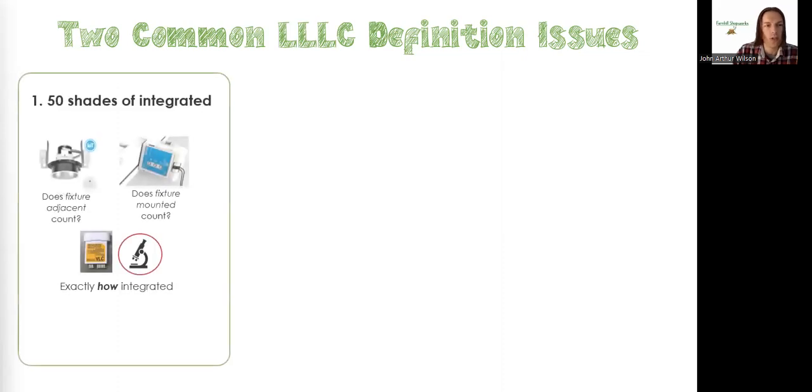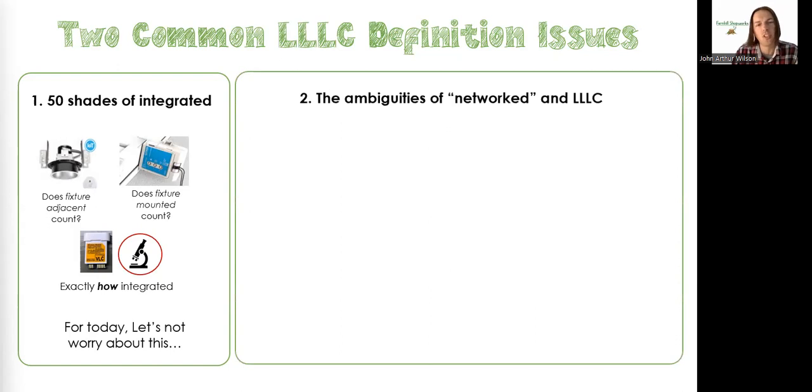So that first one I mentioned, how integrated, I'm going to pass over. I don't want to make it the focus for this conversation, largely because I think this is something that is resolving itself with the passage of time as technology gets smaller and better, integrates more seamlessly, and is available across a broader range of products. So I acknowledge it as a pain point, and I understand why there's some confusion about it. We just can't do much about it in this little conversation, but we can address the second thing I want to talk about, which is the ambiguities of networked and LLLC.